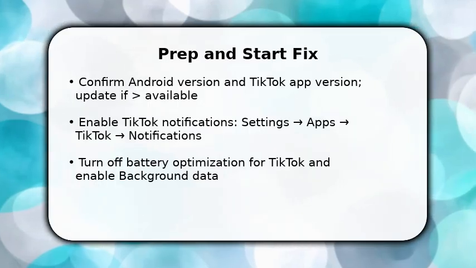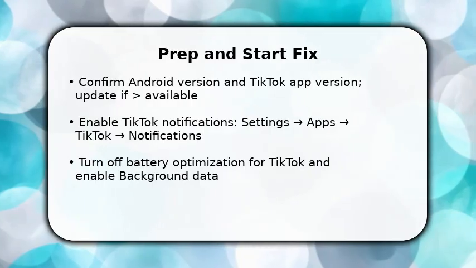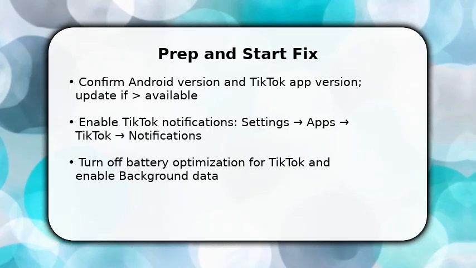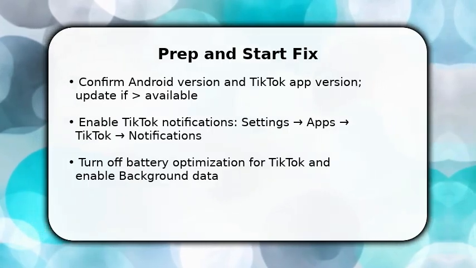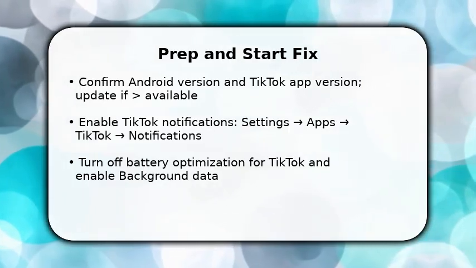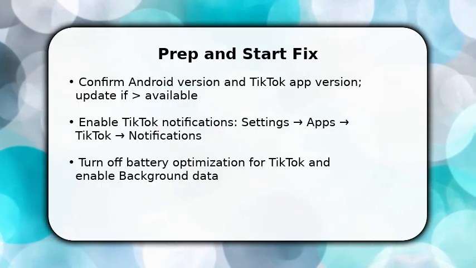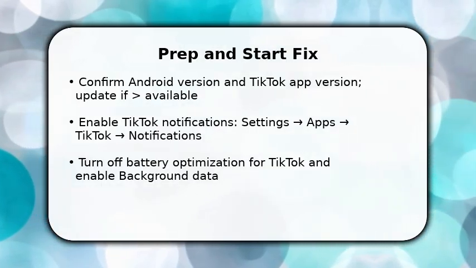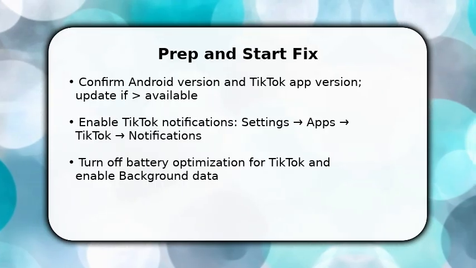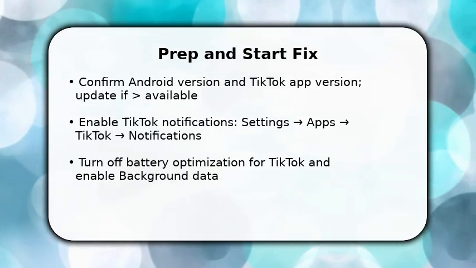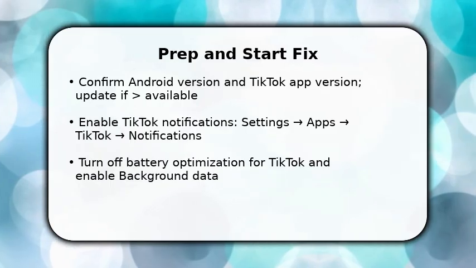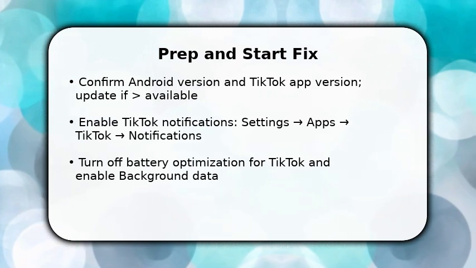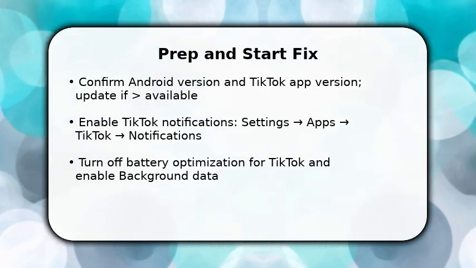You'll begin by verifying essentials. Make sure Android and the TikTok app are up to date, because versions often change notification behavior. Once done, open your phone settings and go straight to Apps > TikTok > Notifications and toggle them on for all channels. Next, turn off battery optimization for TikTok and enable background data so the app can run in the background and receive push messages reliably. These steps remove common blockers before deeper fixes.